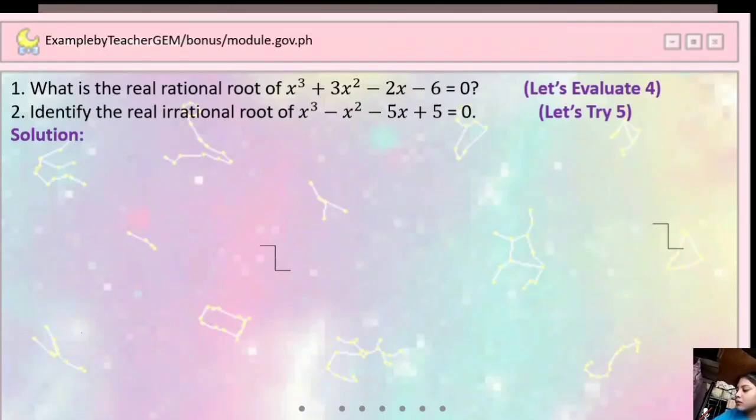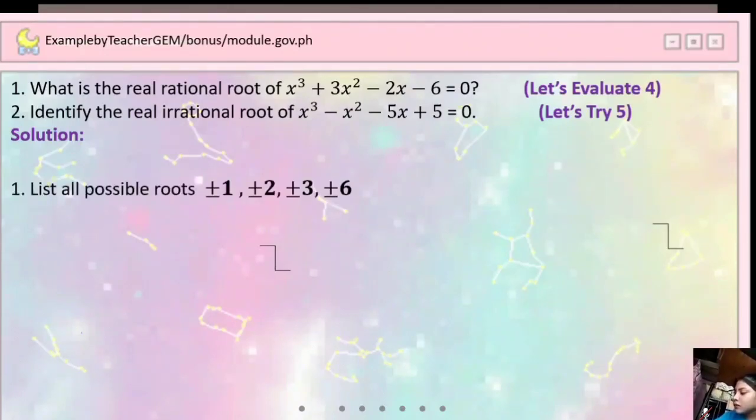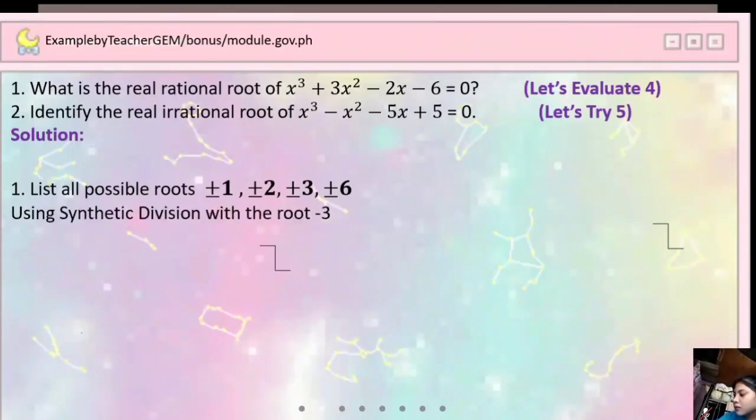So, solution natin, list all the possible roots natin. We have 1 and negative 6. Ito yung mga factor ni 1 and negative 6 natin. Yan yung mga rational roots natin. Kung titingnan po ninyo dito, yan. So, gamitin natin si negative 3.